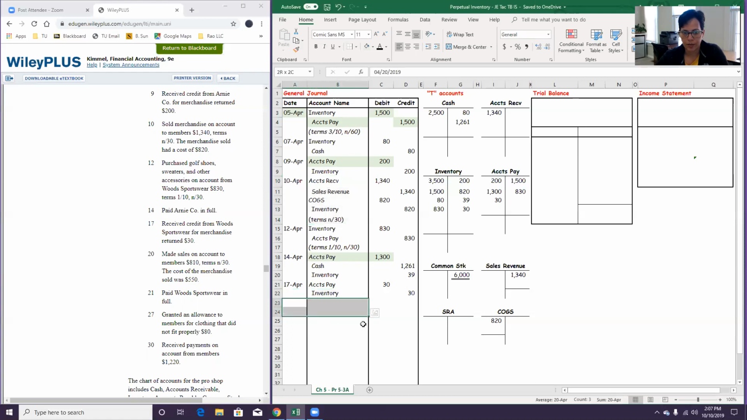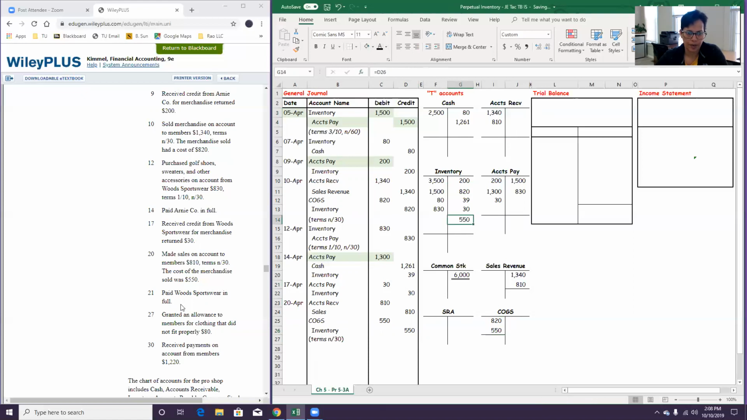So let me first. Okay. Accounts receivable debit, sales credit. So the sale was for $810. I debit accounts receivable, I credit sales for 810. The cost of the merchandise is 550. So cost of goods sold debit, inventory credit for 550. Let's go ahead and post this. Accounts receivable debit, 810. Sales credit, 810. Cost of goods sold debit, where's our cost of goods sold? Cost of goods sold debit and inventory credit.